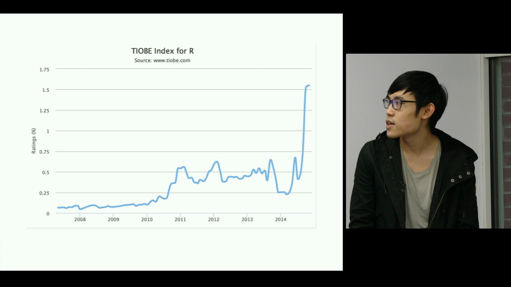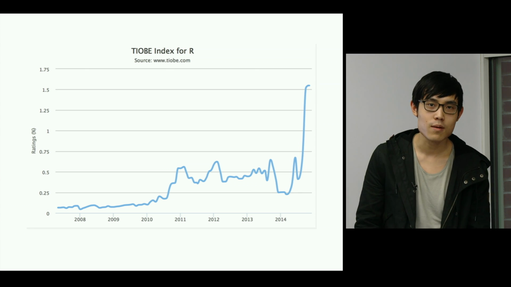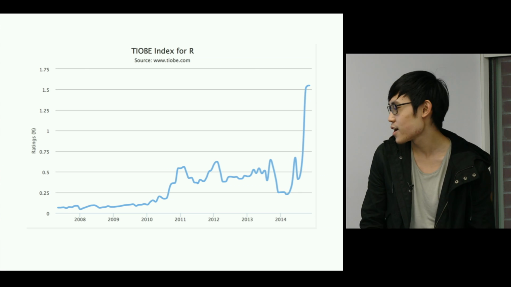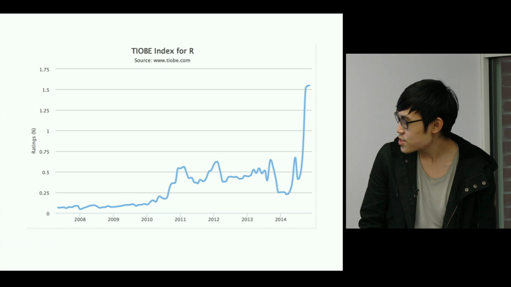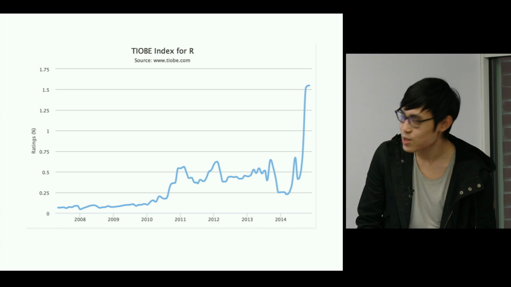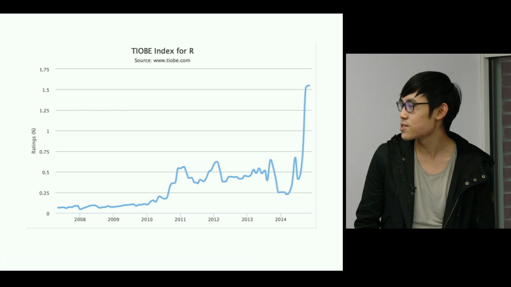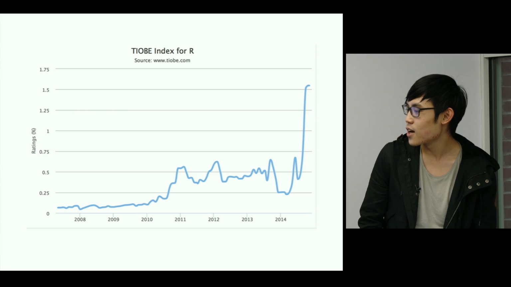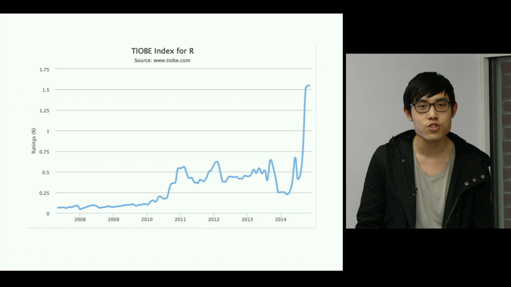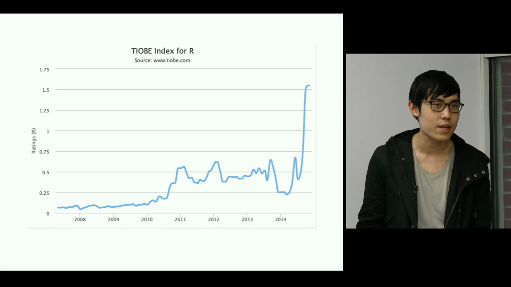So here is a plot showing the programming popularity of R as it's gone over time. As you can see, around 2013 or so, it just blew up tremendously. And this has been because of that huge trend in the technology industry about big data.